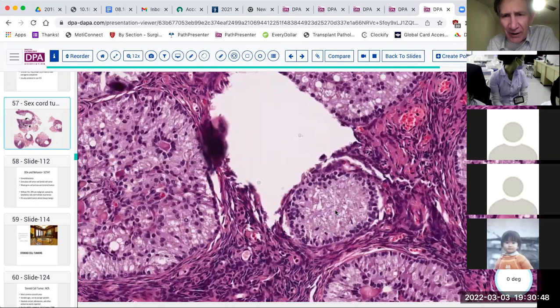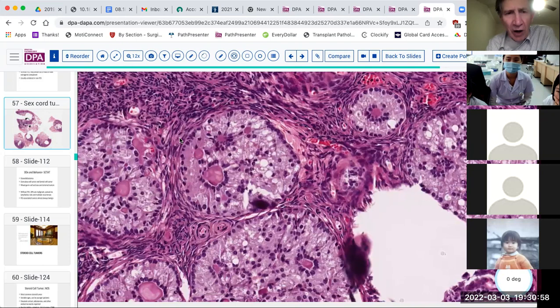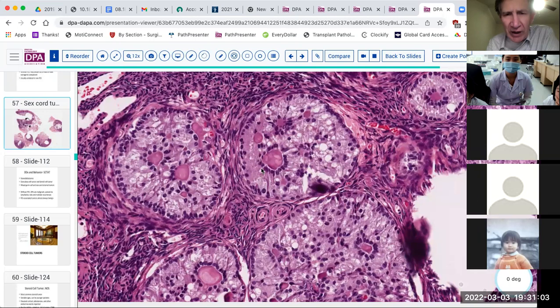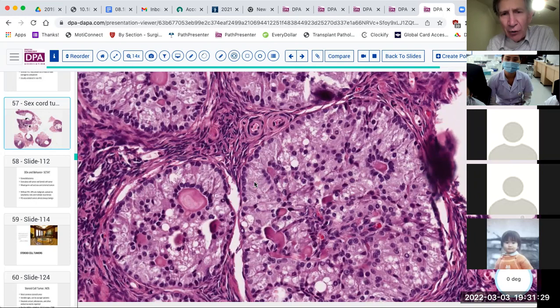So it's a very characteristic appearance. It looks a little bit like Call-Exner bodies, but the distinction here is the polarity to the nuclei. You'll notice that the nuclei are peripheral and they're around these annular tubules. In a Call-Exner body, the nuclei don't have this polarity and separation with the clearing of the cytoplasm. So similar in some ways, but quite easily distinguished on the basis of the polarization of the nuclei and the clear cytoplasm.